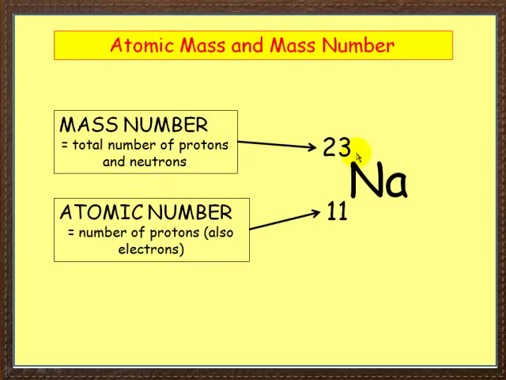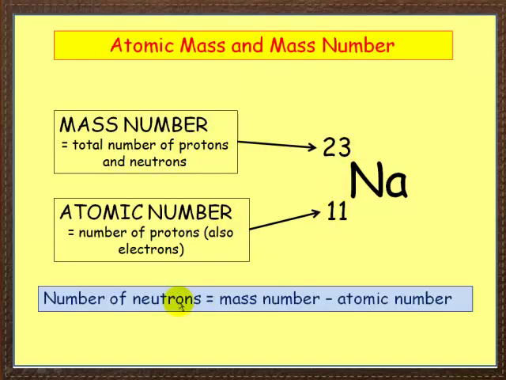Now most textbooks, most periodic tables have them this way around. In a few textbooks and a few periodic tables, for some reason unknown to me, they actually put these the other way around, which is a little bit confusing, isn't it? Make sure though you always remember the bigger one is the mass number, the small one is the atomic number.